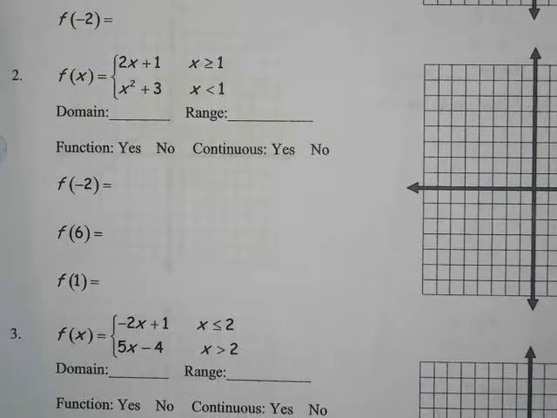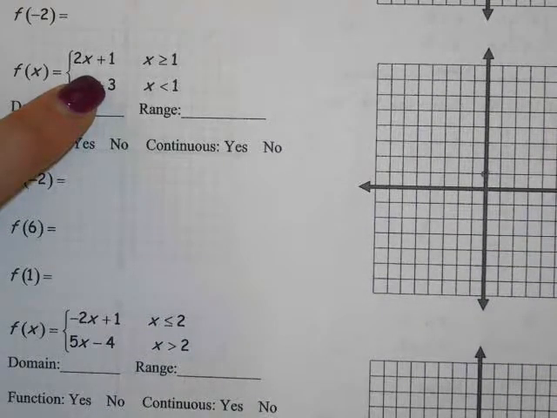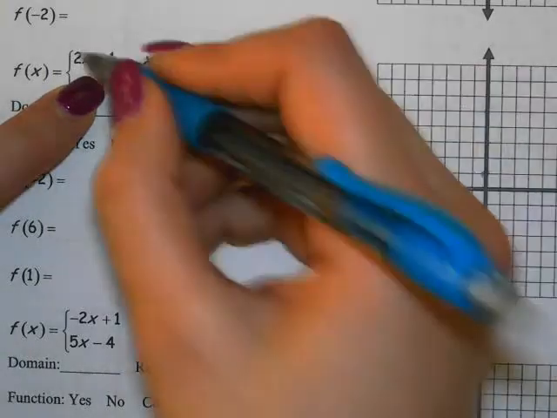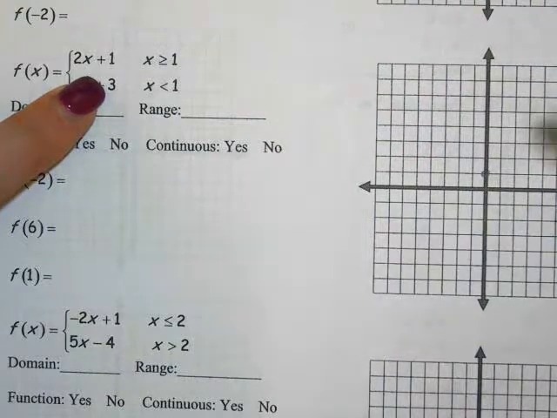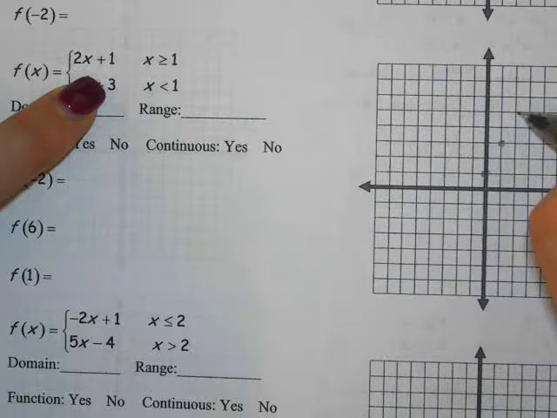Yeah, so you're graphing a line that starts at 1. What should you do to get the next point? What's your slope? 2. So go up 2 over 1, up 2 over 1, up 2 over 1.